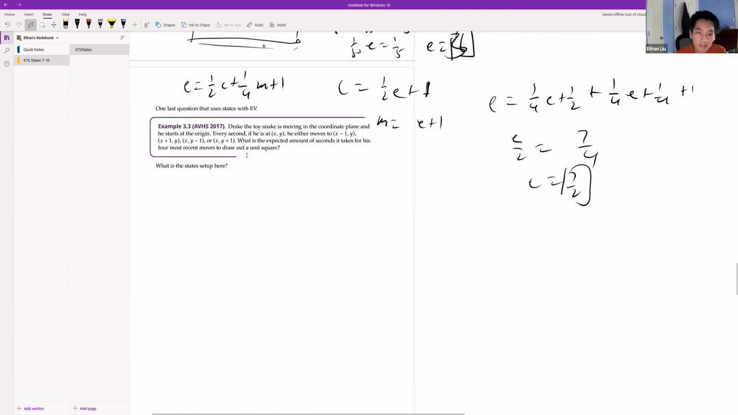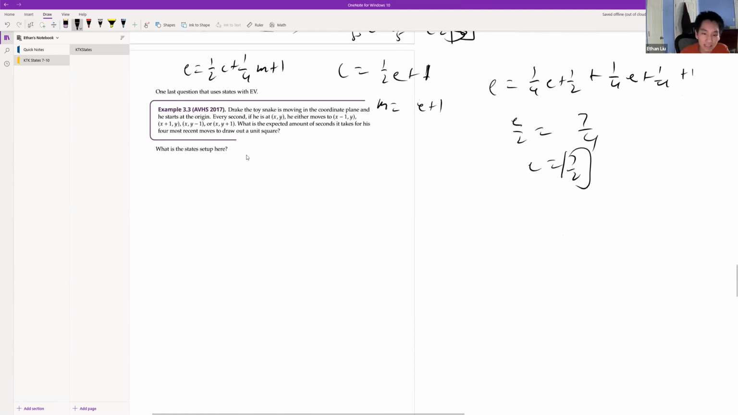not really. So this is a really, really weird states problem. You have a snake, he's going around and taking parallel steps or something. And we want to know the first time that he creates a little unit square, right?